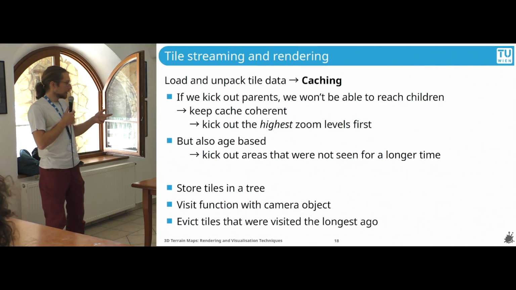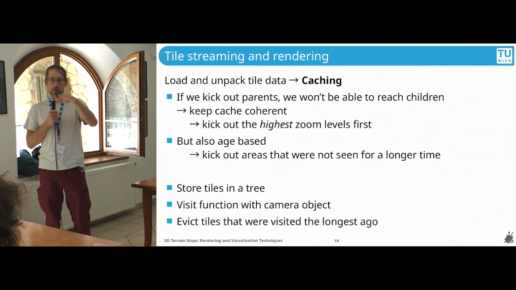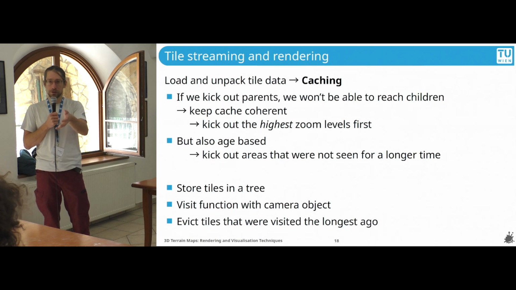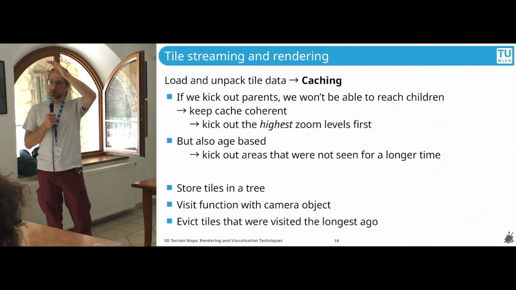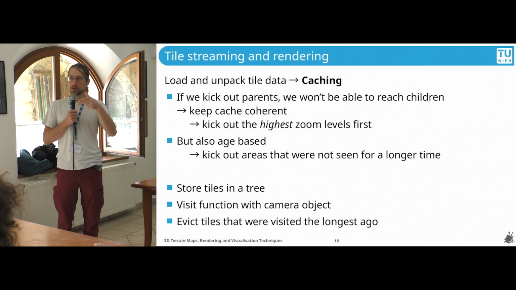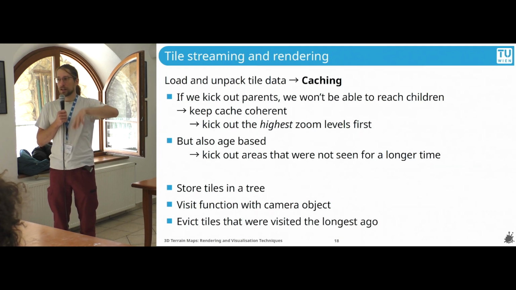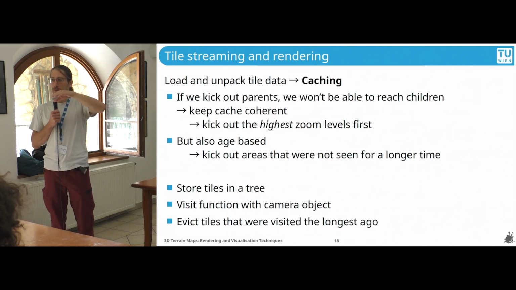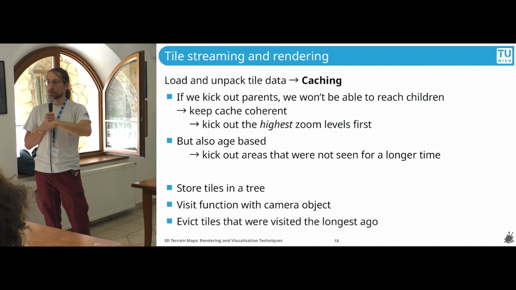Right. So I already teased it. We store the tiles in a tree. We store them as quads. So if the quad is not complete, we consider this node as incomplete. Then we have a visit function with the camera, which always goes from the top to the bottom. When it visits this tile, it updates a timestamp. And this is done in such a way that the tiles in the lower zoom levels, so up the tree, will get this timestamp on their way back. So they will always have a newer timestamp than the children.